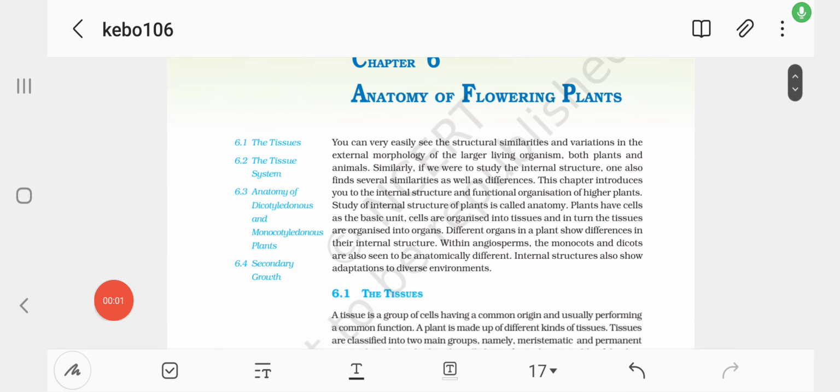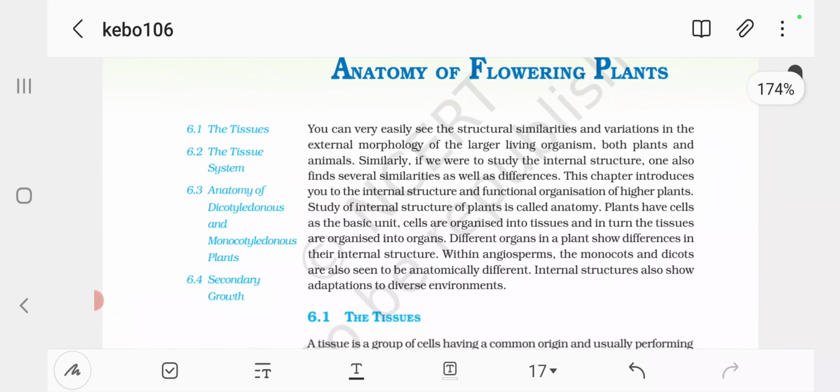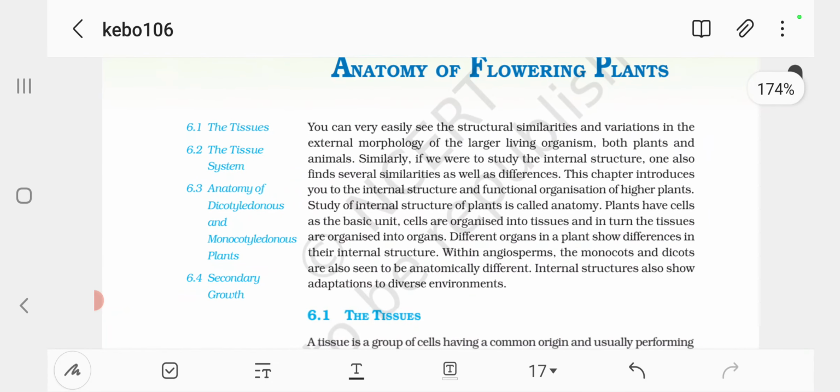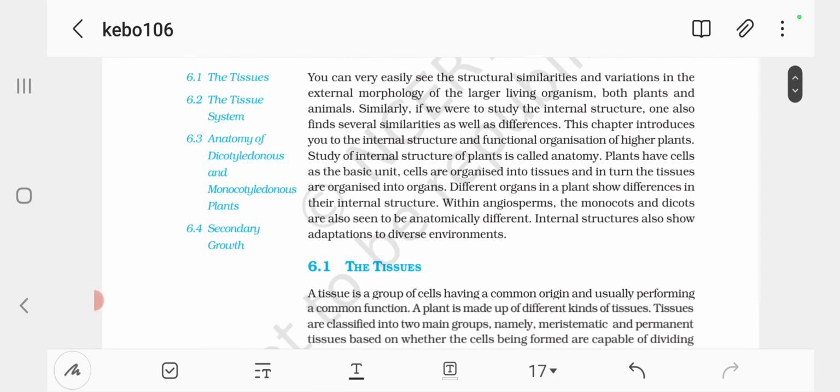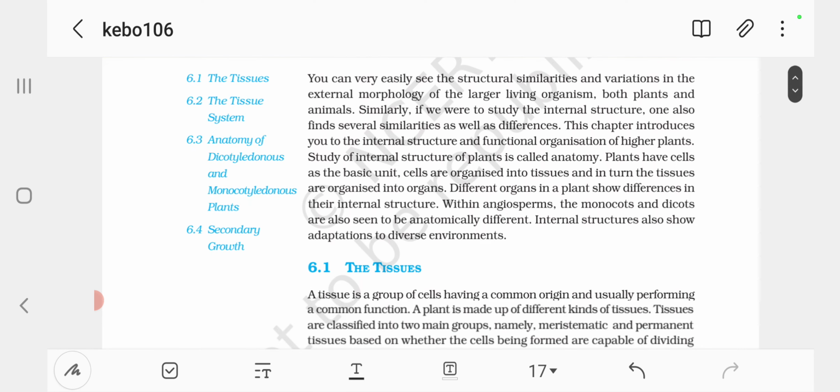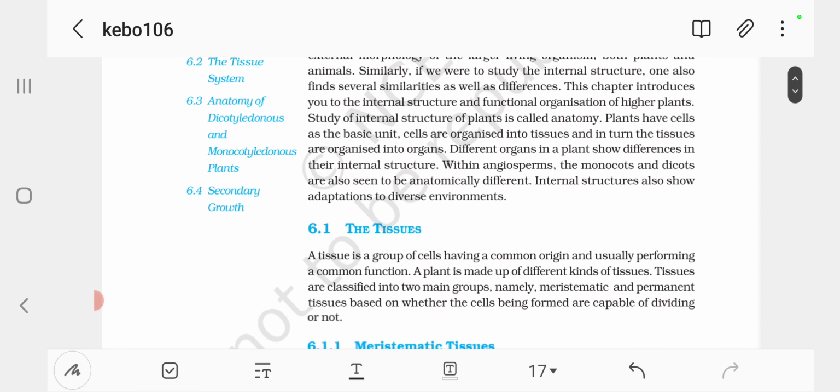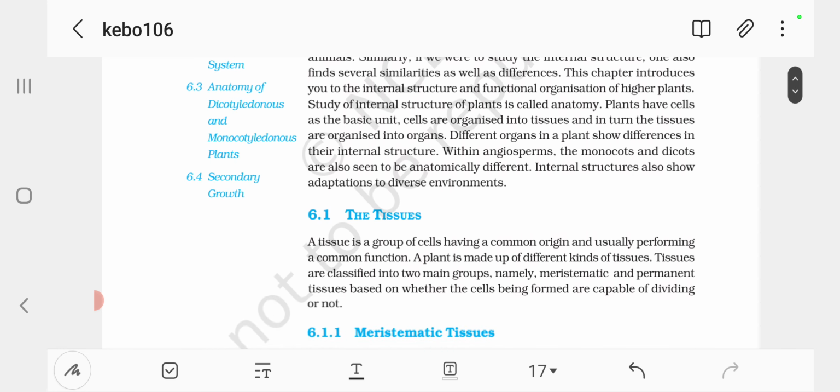Anatomy of flowering plants. You can very easily see the structural similarities and variations in the external morphology of the larger living organisms, both plants and animals. Similarly, if we were to study the internal structure, one also finds several similarities as well as differences. This chapter introduces you to the internal structure and functional organization of higher plants.